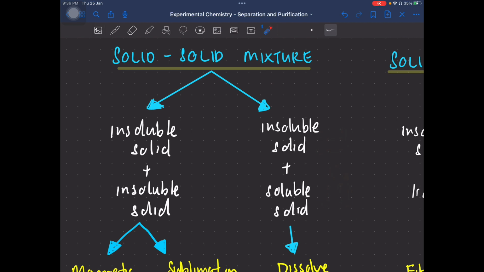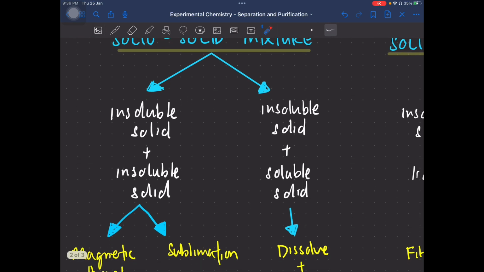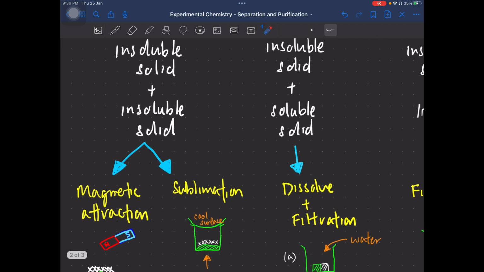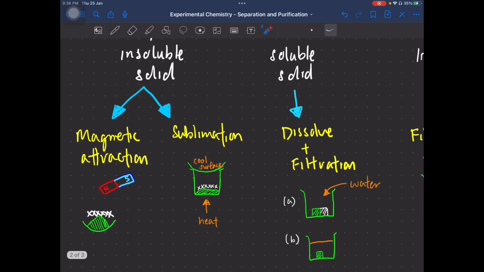Let's take a look at the left one first. If you're given 2 solids that are insoluble, you can't add water to separate them because it doesn't make a difference. So that's where you ask yourself again, can I know whether one of the solids can be attracted by a magnet? For instance, if you take a look at this diagram here, what you'll see is that the magnet will be able to pull one of the solids up, and in this whole process, remove it from the other solid. But in order for this to happen, one of them must be magnetic.